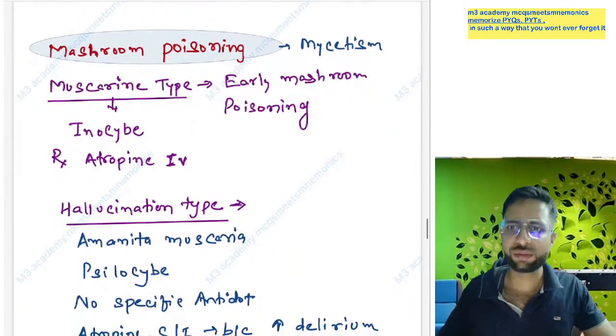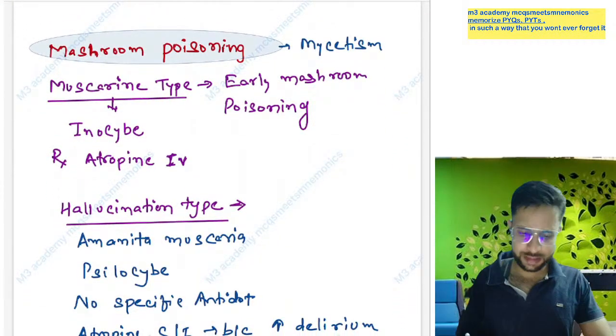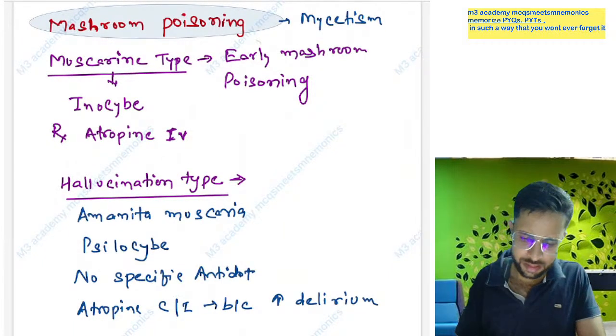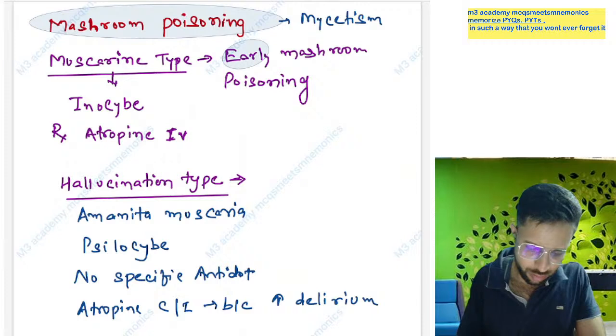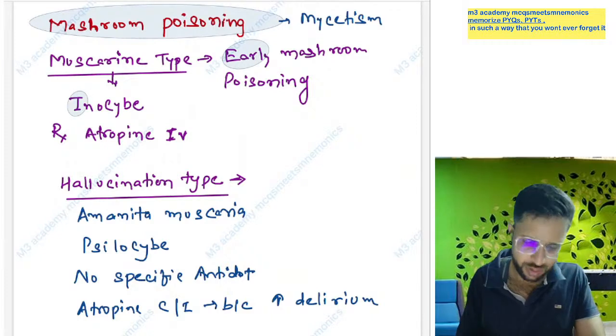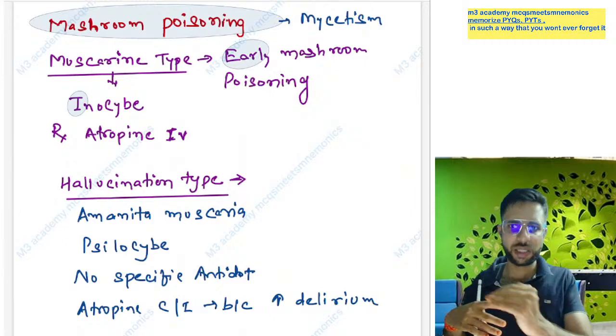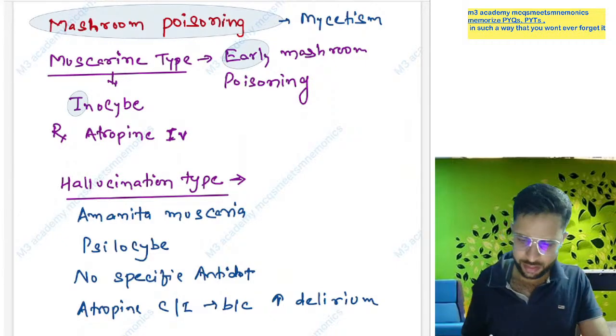Now mushroom poisoning. Mushroom poisoning is called mycetism. And the type of mushroom poisoning is muscarine type, meaning the early mushroom poisoning by Inocybe. So this I and E are pronounced similarly. Inocybe is early mushroom poisoning. Treatment is atropine.